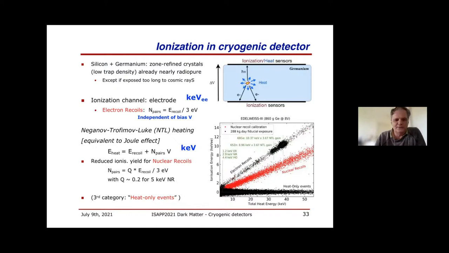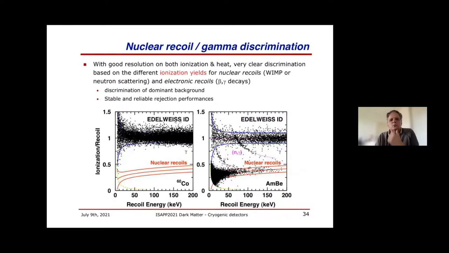So if you combine this measurement with the ionization, the number of pairs that you translate into an ionization energy, then you will see that the electron recoil will have more ionization for an equal heat energy than the nuclear recoil, because the nuclear recoil will create something like 4 to 5 times fewer charges per deposited energy. And then you see this effect. You see also that in these detectors, sometimes you will have heat-only events, but this is a topic I won't have time to discuss much here. So with this, you have a clear separation.